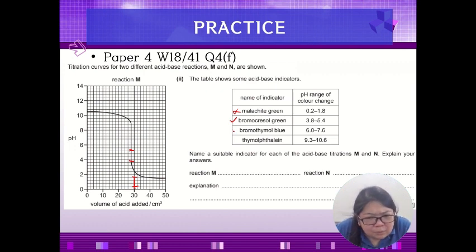Now what about bromothymol blue? 6 to 7.6 will be around here. Also falls within the region, yes, can be used. Thymolphthalein, 9.3 is here, 10.6. Out of the region, so this cannot be used. So for reaction M, we can choose bromocresol green or bromothymol blue as the indicator. I just choose one.